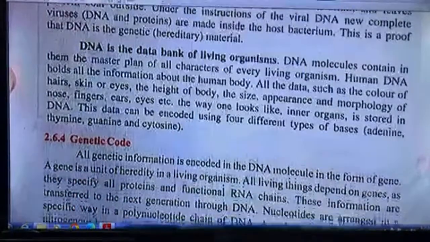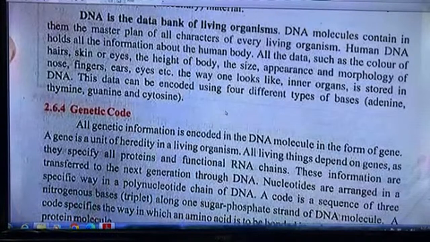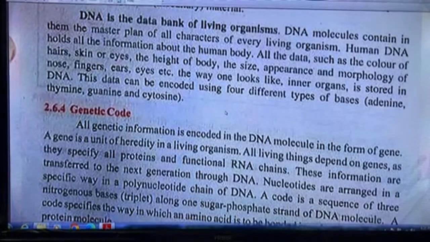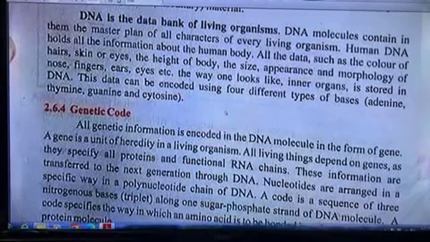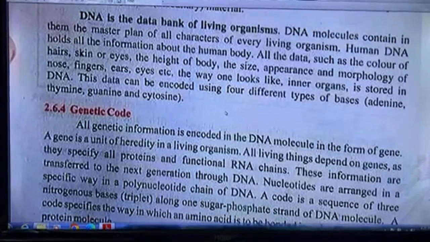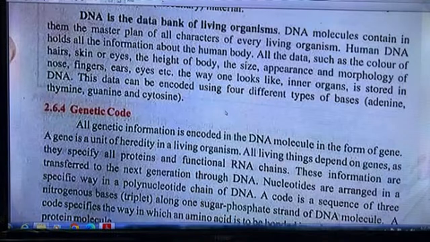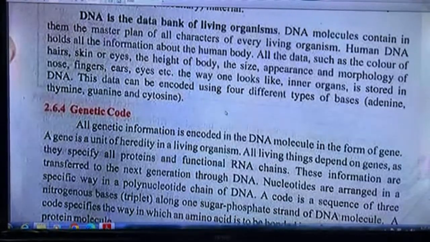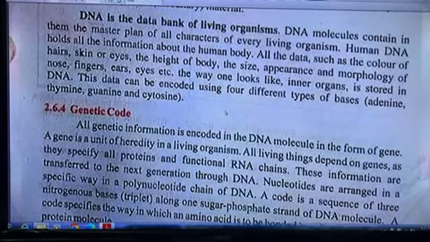DNA is the data bank of living organisms. DNA molecules contain in them the master plan of all characters of every living organism. Human DNA holds all the information about the human body, all the data such as the color of hair, skin or eyes, the height of the body, the size, appearance and morphology of nose, fingers, ears, eyes, etc. The way one looks, like inner organs, is stored in DNA. This data can be encoded using four different types of bases: adenine, thymine, guanine, and cytosine.